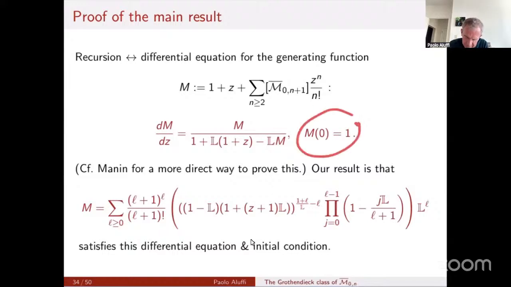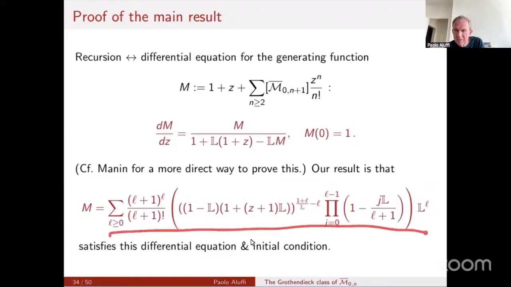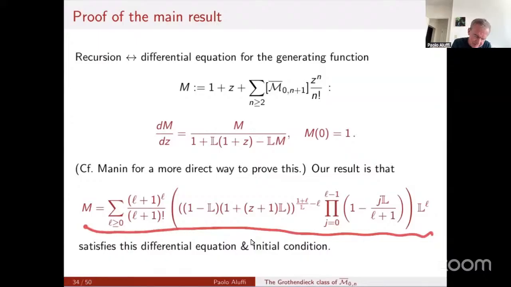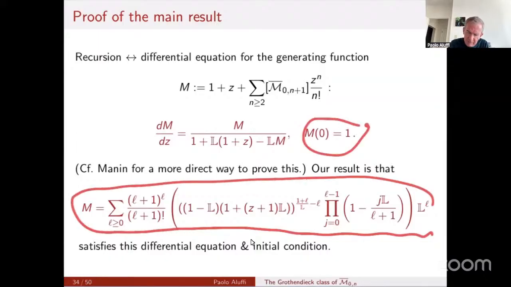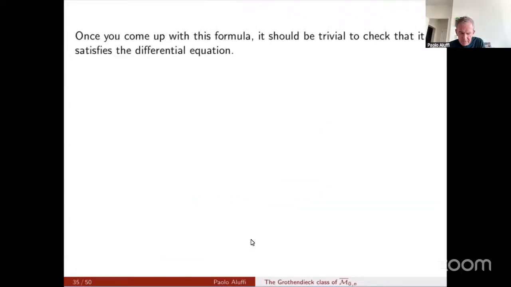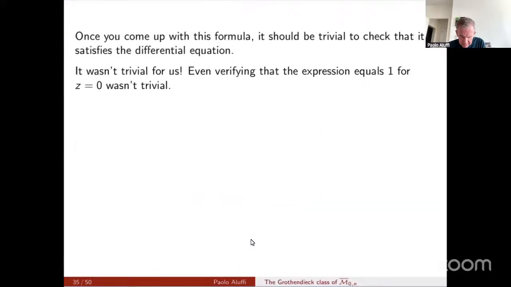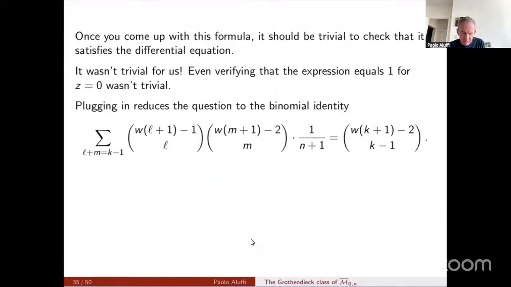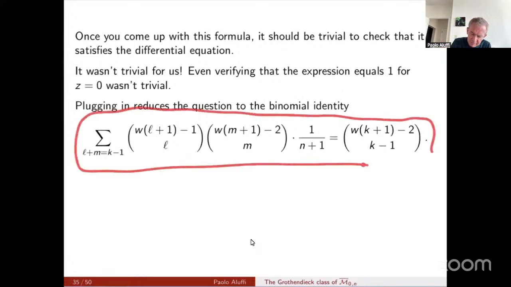Even this, the claim is that if you put L equals 0, then this thing becomes 1. Shouldn't that be trivial? And the answer is maybe, but it is not. It took us a while to be able to prove that this guy satisfies this innocent initial condition. Let me tell you what goes into that. As I say, even verifying the expression equals 1 for z equals 0 is not trivial. And once you plug it in, then you're reduced to this combinatorial expression.